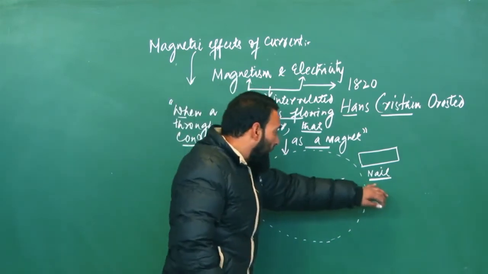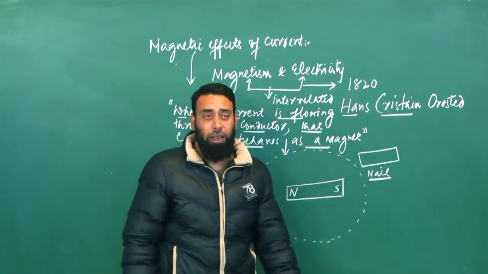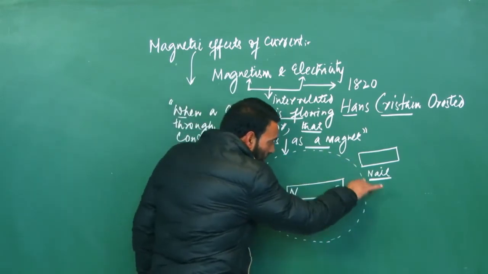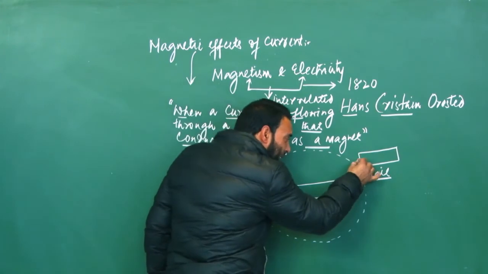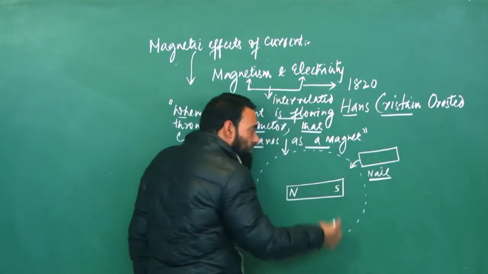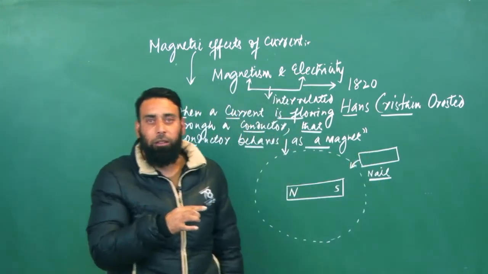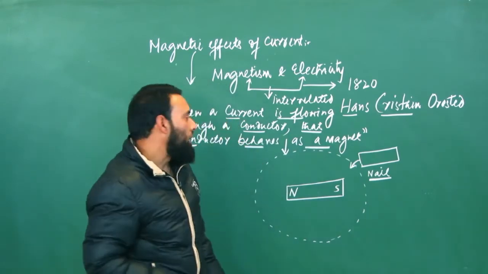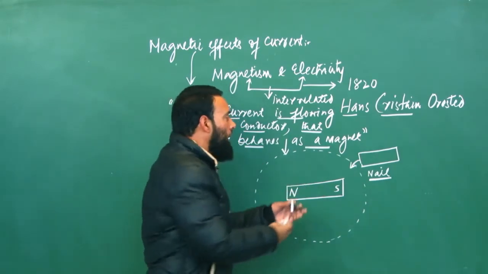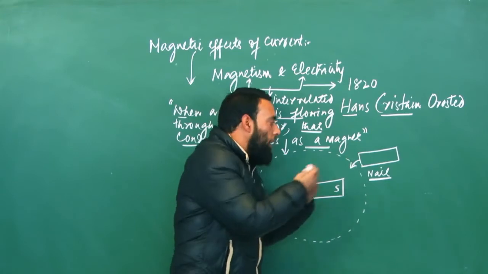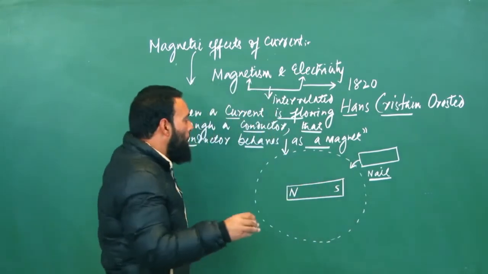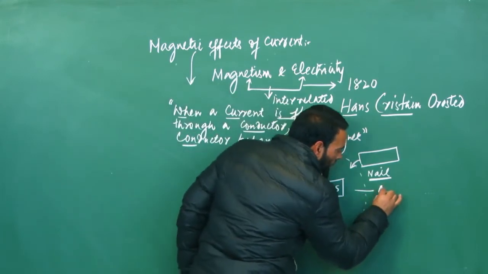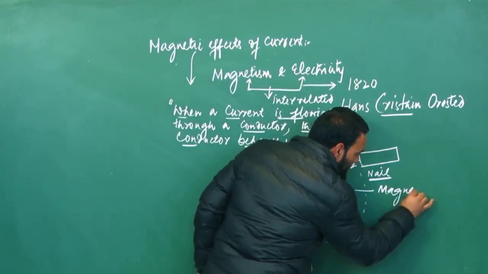There will be no effect of the magnet on this nail. This dotted line represents the magnetic field of this magnet. When anything is brought inside this magnetic field, the magnet has the capability, the potential, to attract it or repel it. This zone of influence we call the magnetic field of this magnet.